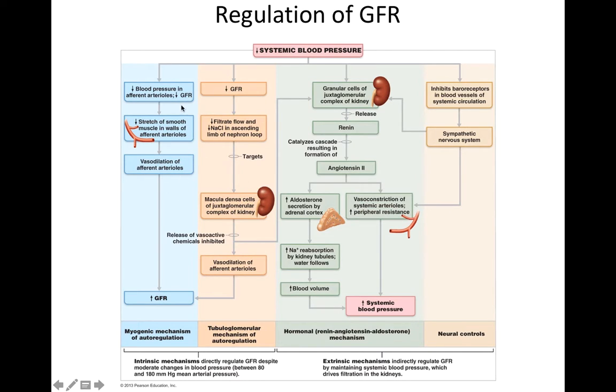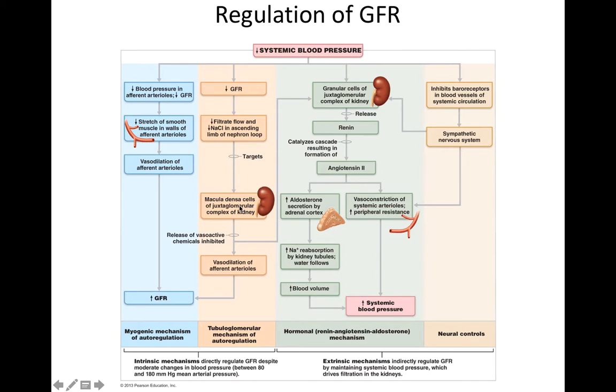Now, these two generally are going to happen together. So there's going to be sort of a double hit on these afferent arterioles. You've got a myogenic mechanism, and then you also have a vasoconstricting chemical that is going to be inhibited, so you're not going to be able to vasoconstrict, which is going to allow vasodilation, and boom, we get increased GFR. Now, the only thing these two are concerned with is maintaining GFR. They actually don't care about systemic blood pressure at all. Their job is to maintain GFR.